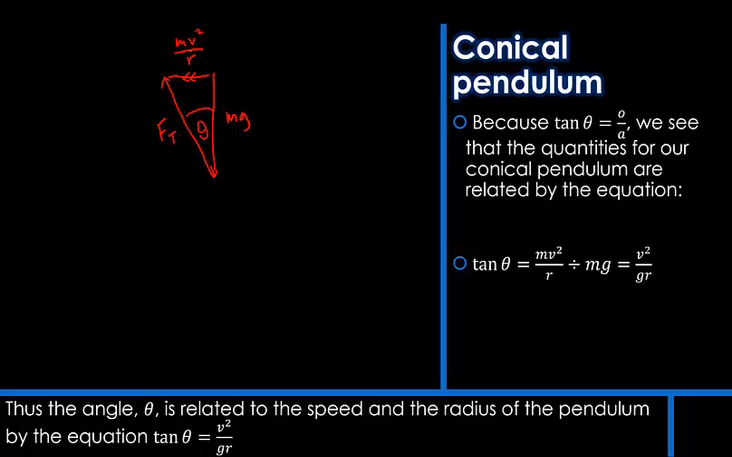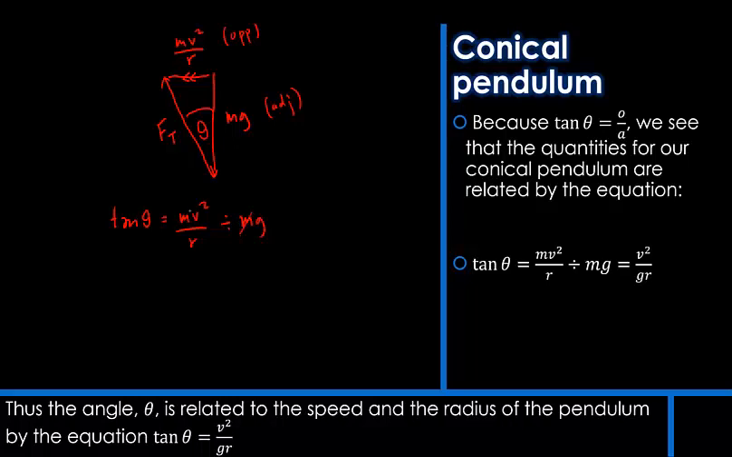These two sides here are related to the angle because this is the opposite side. This one's opposite, and this one is the adjacent side. Opposite over adjacent should be equal to tan theta. So tan theta must be equal to mv squared over r divided by mg.